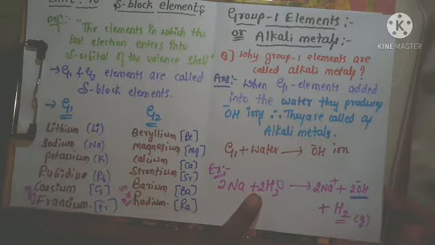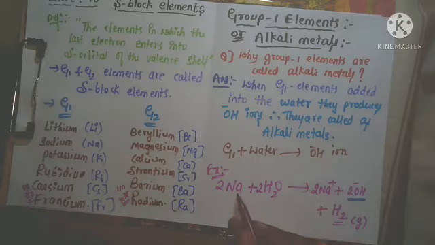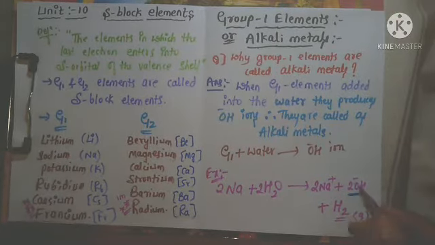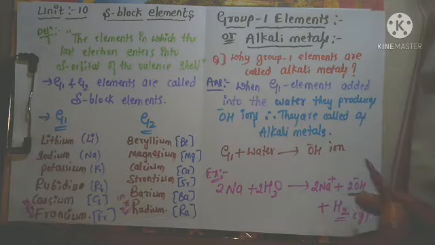Hydrogen gas, right? Now just check, when sodium is added into the water, it is producing which ions? Concentrate on the OH minus. It is giving which ions? OH minus ions. Therefore which nature is it? Basic nature. Basic means alkali. Therefore group 1 elements are called as what? Alkali metals.